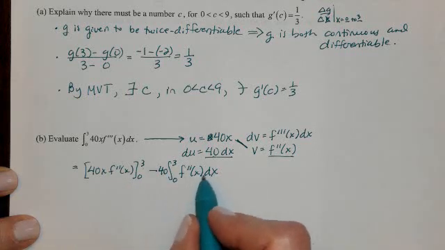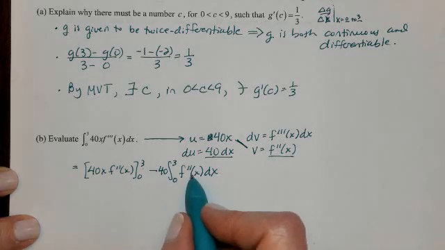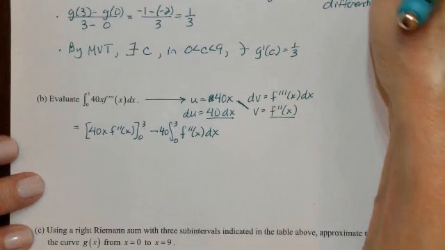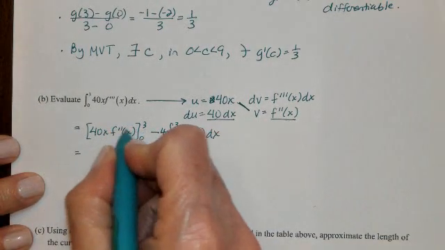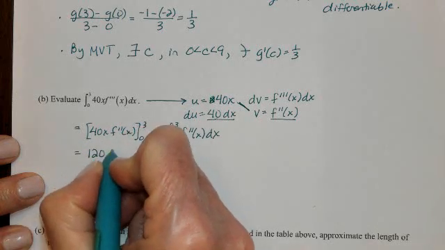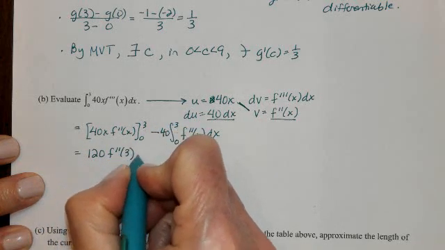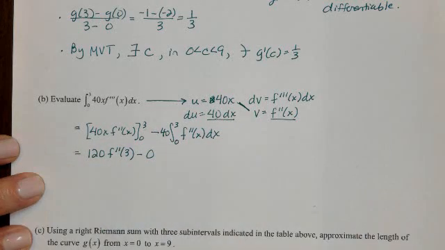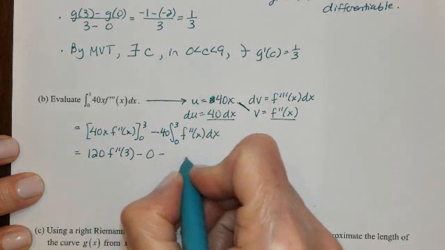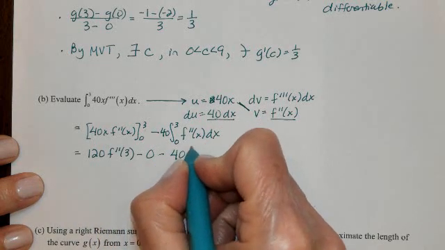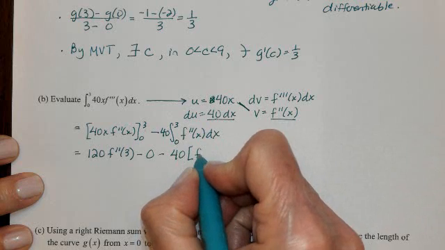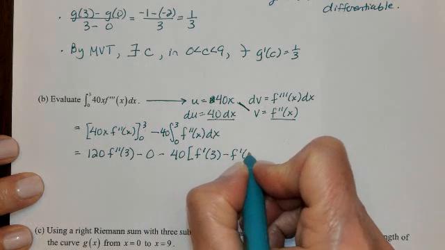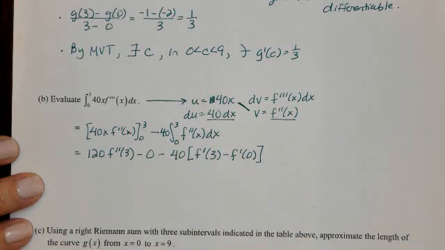Here, we need the integral of f double prime, and the integral of f double prime is just f prime. So all of a sudden, this gets pretty easy. So I'm going to go ahead and put the 3 in for x. That'll be 120 f double prime of 3, minus, when I put the 0 in, I'm going to have 0 f double prime of 0, minus 40 times, okay, f prime of 3 minus f prime of 0, if we use the first fundamental theorem there.